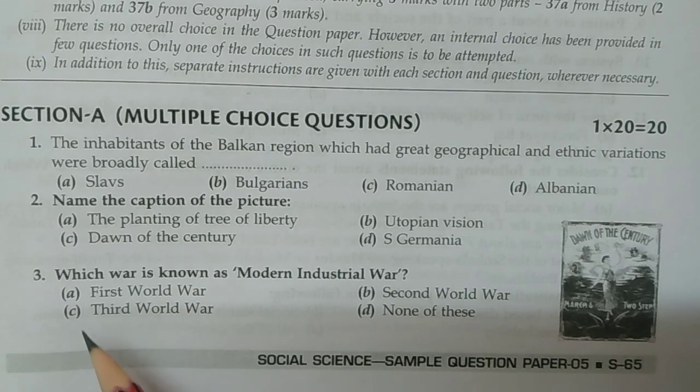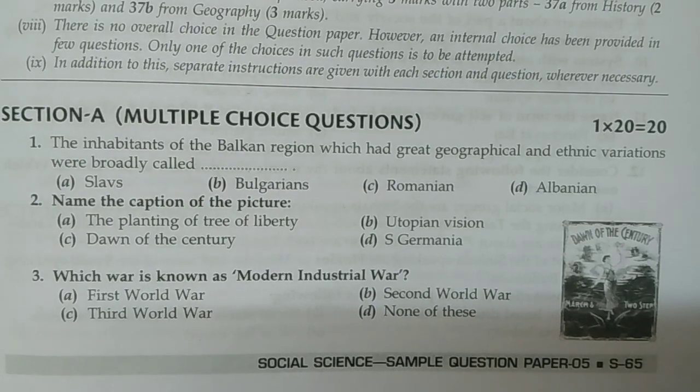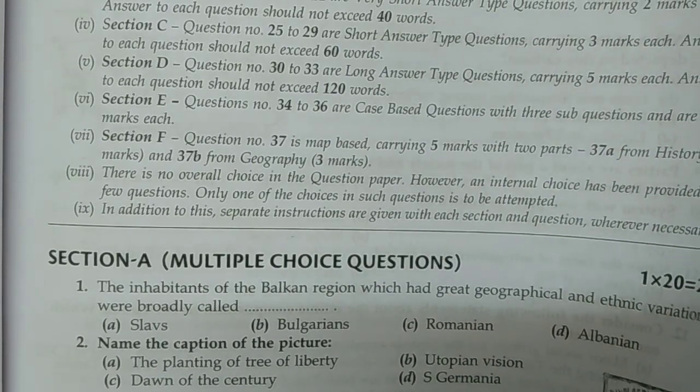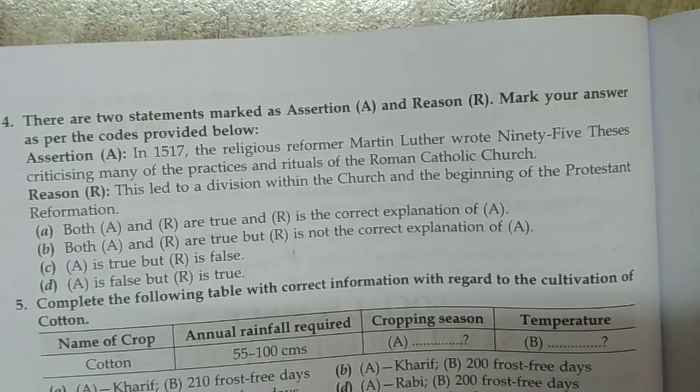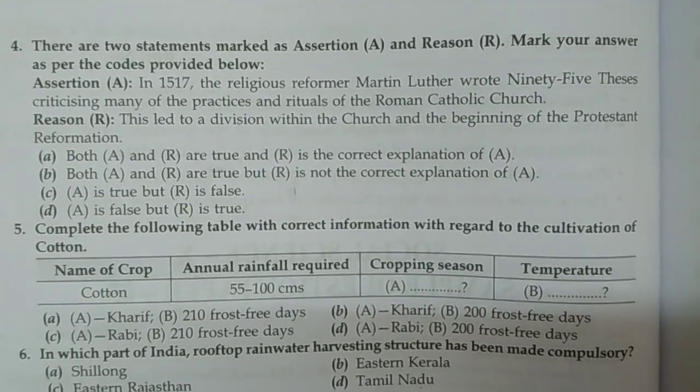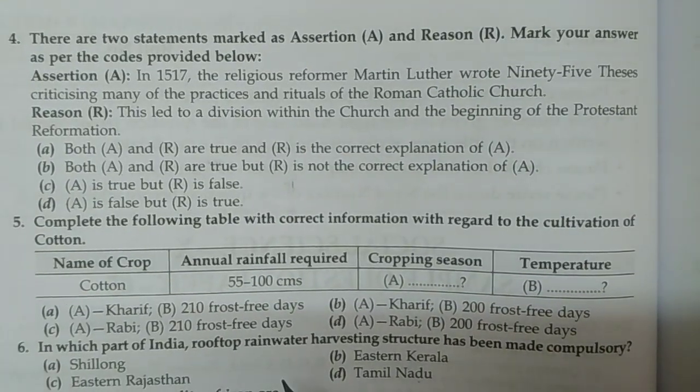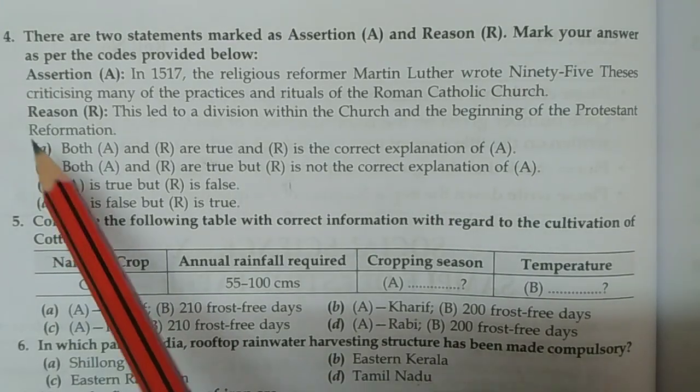Now question number 3: which war is known as the modern industrial war? So you have these 4 options, and you can find the exact answer from here. After completing these questions, I am coming with more important questions on the next page. So we can complete all these questions properly, and you need to be more aware and confident for your examination.